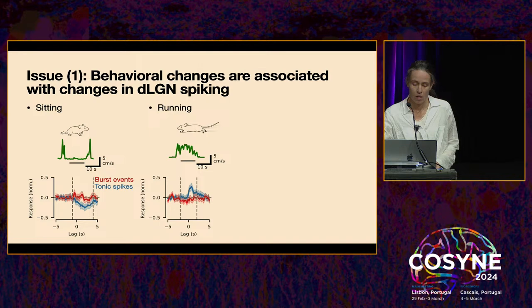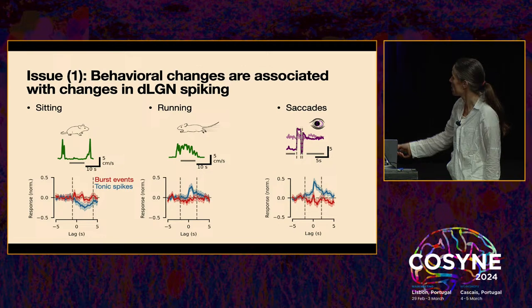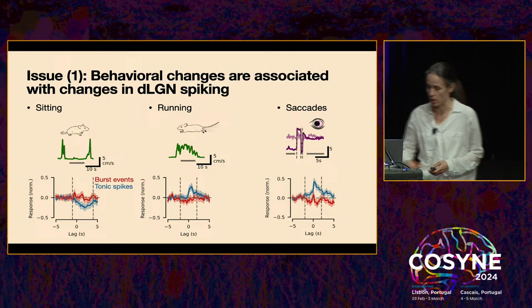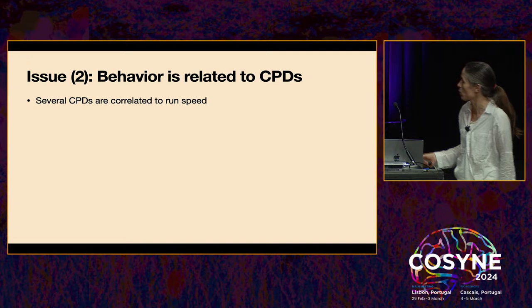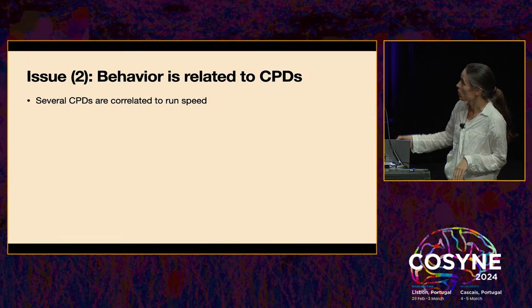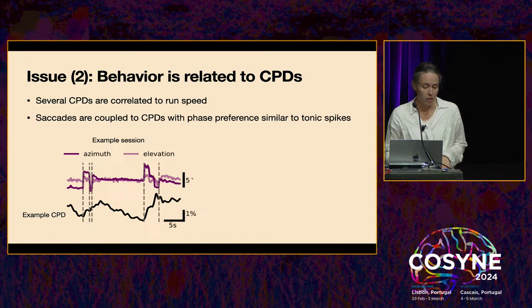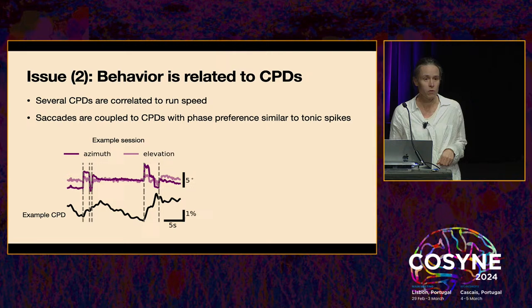When the animal starts running, conversely, we have an increase in tonic spikes and maybe a slight decrease in burst events. And also when the animal is making saccades, in LGN overall we see an enhancement of activity around the time of saccades. The second issue is that not only is behavior driving spiking activity, but behavior is also related to the components of pupil dynamics that we extracted. Maybe not surprisingly, given the correlation between locomotion and pupil size that I showed in the beginning, several of the extracted CPDs are correlated to run speed. And maybe more non-intuitive is that saccades also seem to be coupled to these components of pupil dynamics, with a phase preference that looks very similar to tonic spikes.